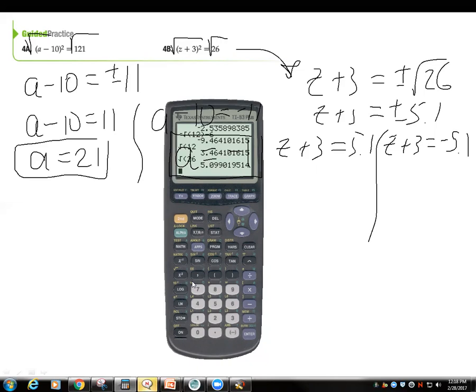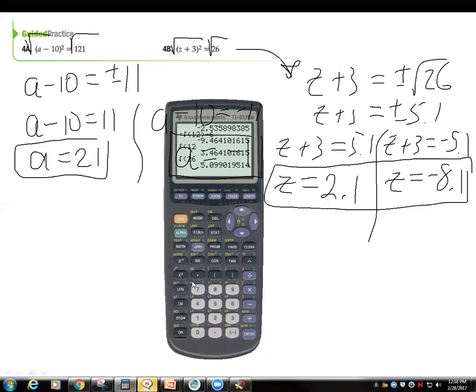So if I subtract 3 there, I'd have z equals 2.1. And if I subtract 3 here, I'd have z equals negative 8.1. All right, and there's my 2 answers there.